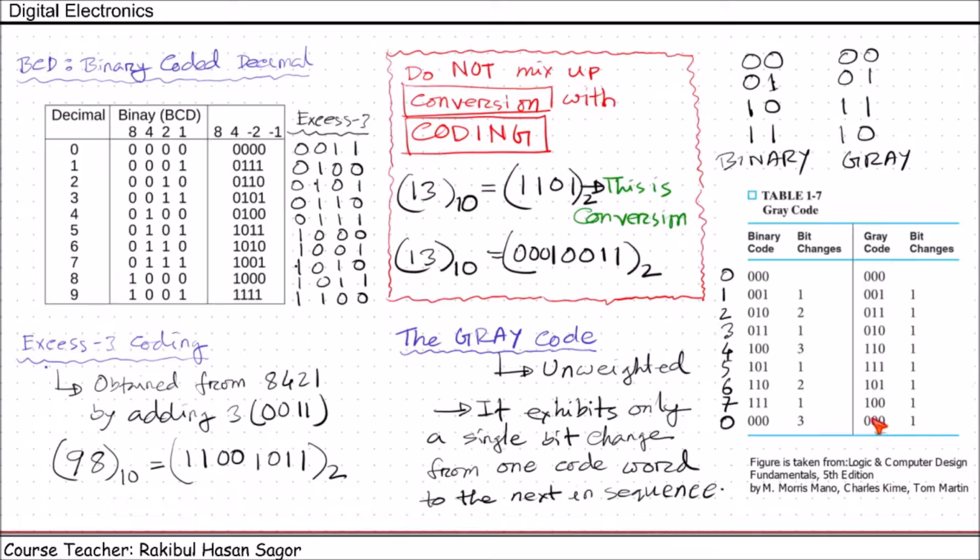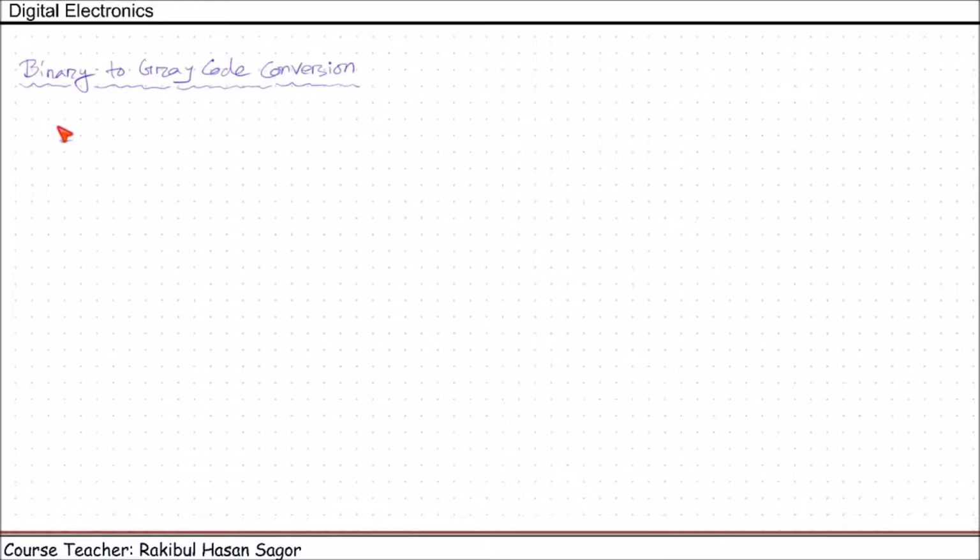Now, how can we get the corresponding gray code from a binary code? Let us see the procedure. The conversion of binary to gray code is quite easy. Suppose we want to convert this binary number 1, 0, 1, 1, 0. This is a binary number. We want to find the corresponding gray code for this binary number. The most significant bit, leftmost bit in the binary code, will be the same as the gray code. So this will remain same. We'll write 1 here, the most significant bit.